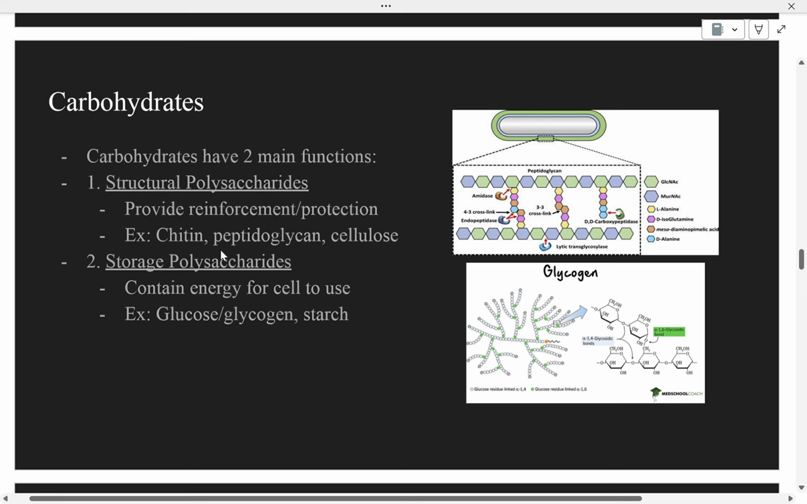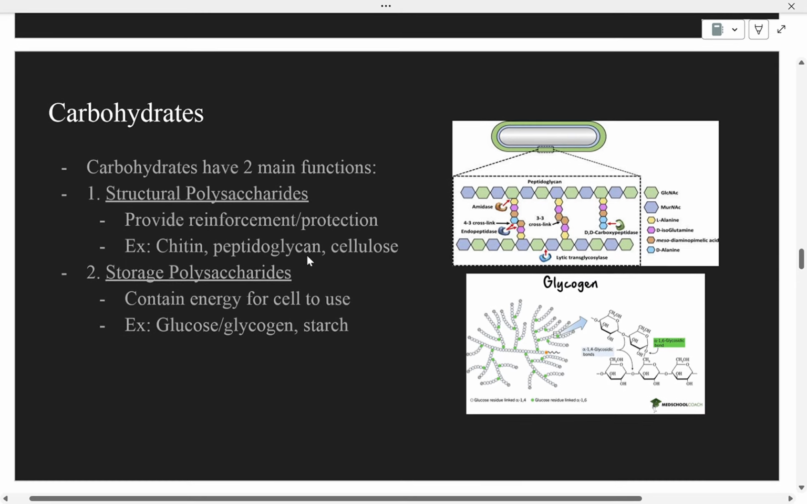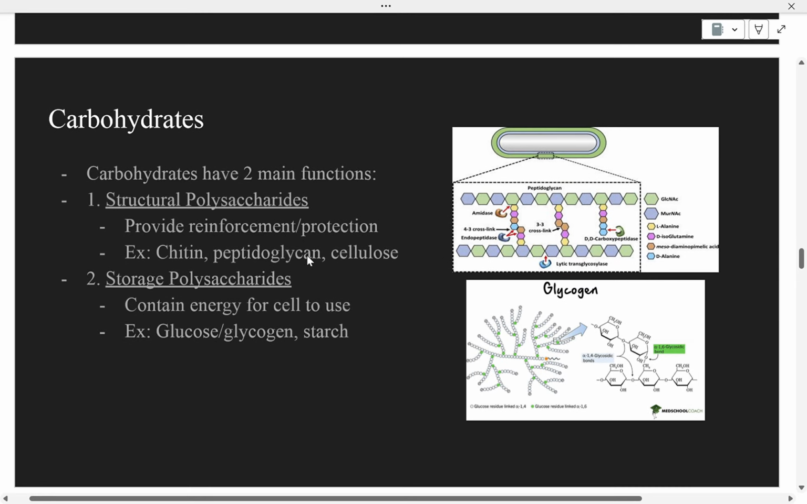Then we talked about peptidoglycan in our previous lectures. And if you recall, this is in the cell wall of bacteria, and it's made up of all these repeating sugar units right here that provide rigid structure to the outside of the cell. And cellulose, similar concept, but just in plant cells. So this is just a bunch of repeating sugars that provide that hard cell wall on the outside of plant cells.